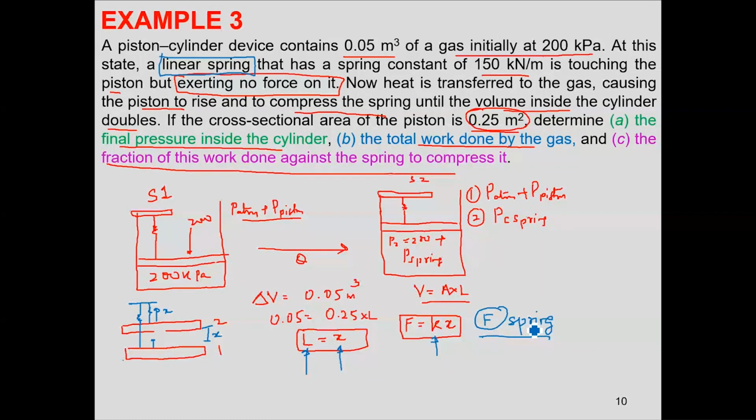Clear enough? Now, if I divide the force of the spring by the cross-sectional area, this would be equal to what? The pressure due to the spring. So essentially, I can find out the pressure due to the spring alone.